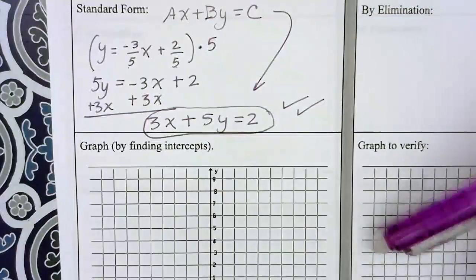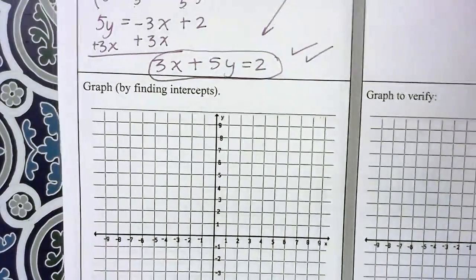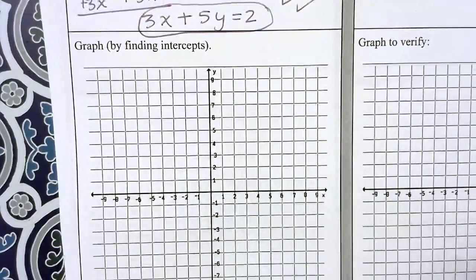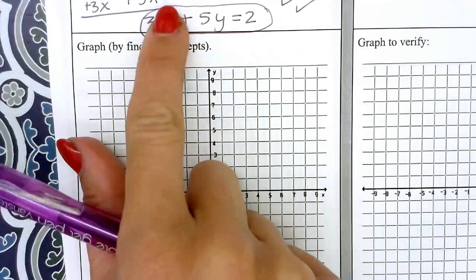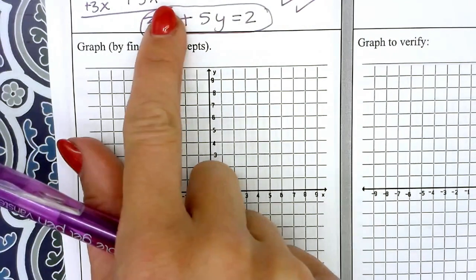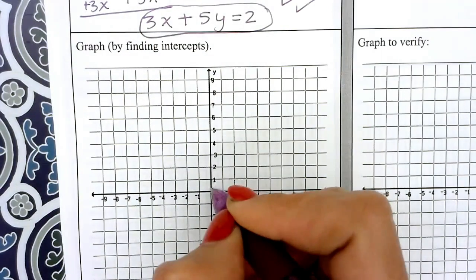Graph by finding intercepts. We mentioned that also. We went over that in class. Finding intercepts. I'm going to cover up the 3x. Basically, I'm plugging in 0 for x. I'm getting my y-intercept, divide by 5. Y is 2/5. So 2/5 is some itty-bitty guy right here.